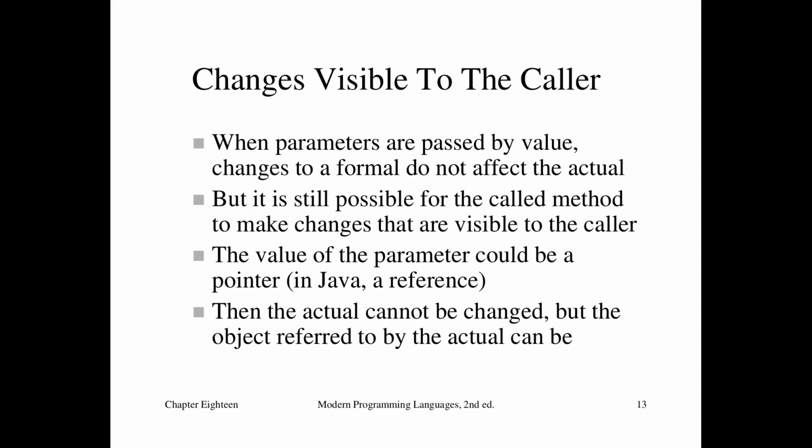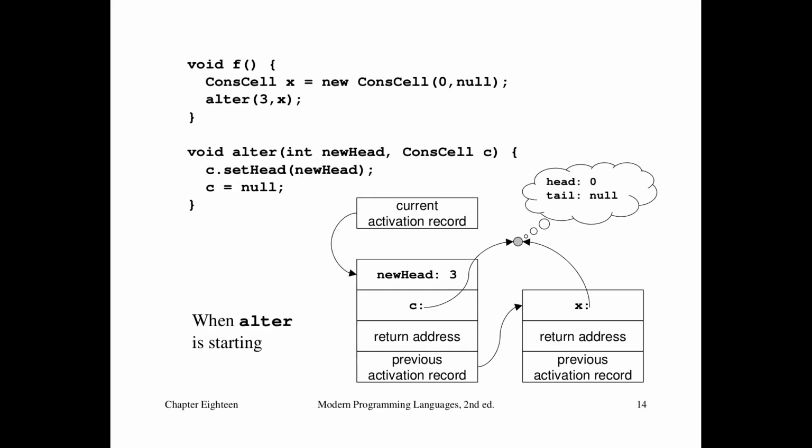That gets into this third point, where the value of the parameter could be an actual pointer or reference in Java. We cannot change the actual parameter, but the object referred to by the actual parameter can be changed, as I just said. For example, in this case we have some function f that creates a new cons cell, if we recall the cons list in Java. We initialize it with a value of 0, and the pointer from this cons cell to the next is null.